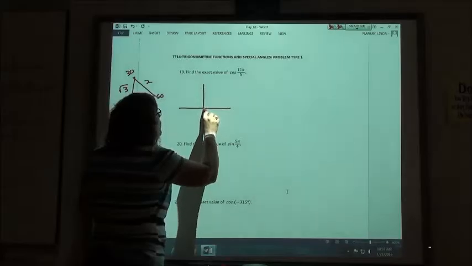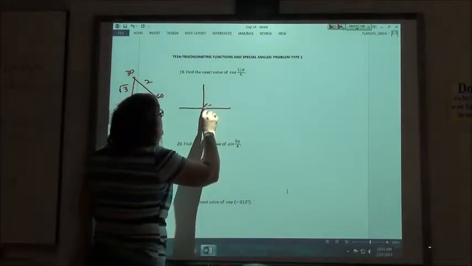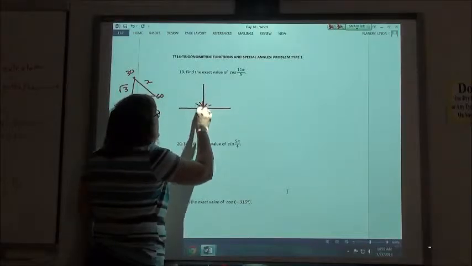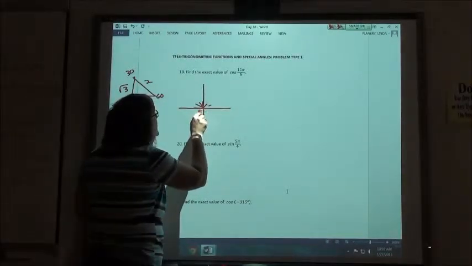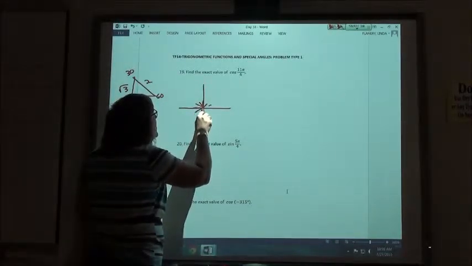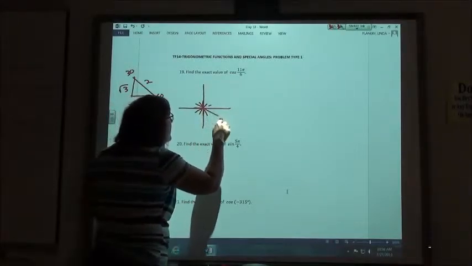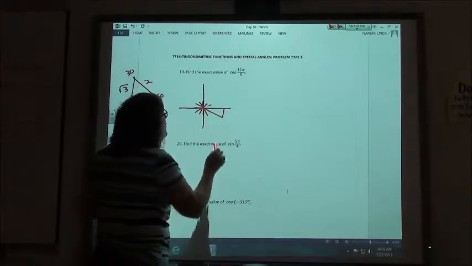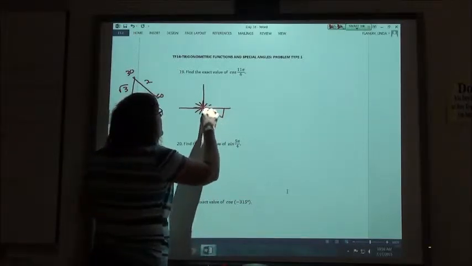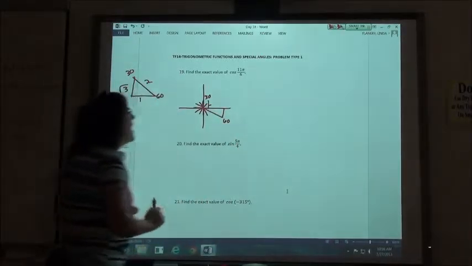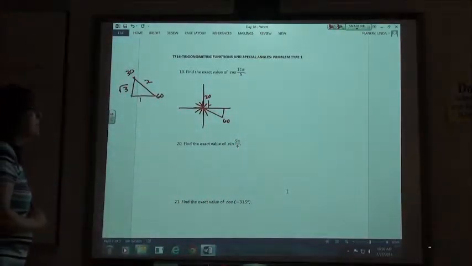6 is. So 1 pi over 6, 2 pi over 6, 3 pi over 6 is right there. 4 pi over 6, 5 pi over 6, 6 pi over 6 is the same thing as pi. 7, 8, 9, 10, 11. So 11 pi over 6 means that this is a 30, 60, 90 reference triangle.